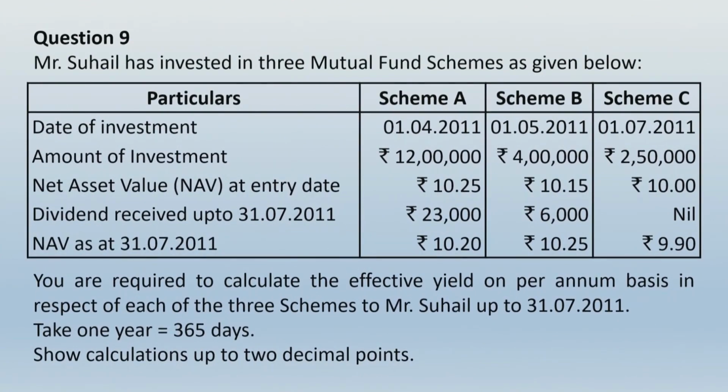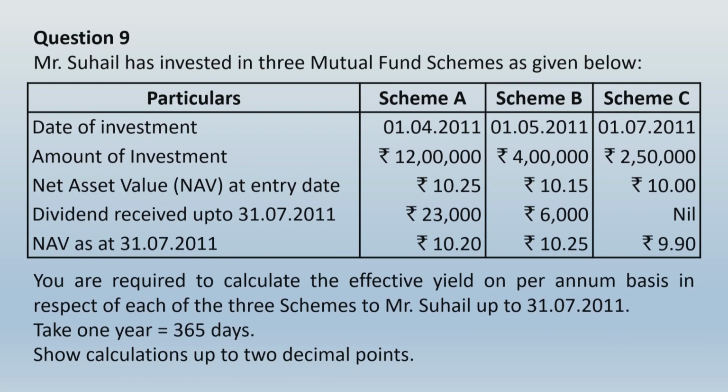Mr. Suhail has invested in 3 mutual fund schemes as given below. So there are 3 schemes: scheme A, scheme B, scheme C. Date of investment: for each scheme there is a different date of investment and different amount invested in each scheme. Net asset value or NAV at the entry date is given. Dividend received up to 31/7/2011 is given, and NAV as at 31/7/2011 is also given.